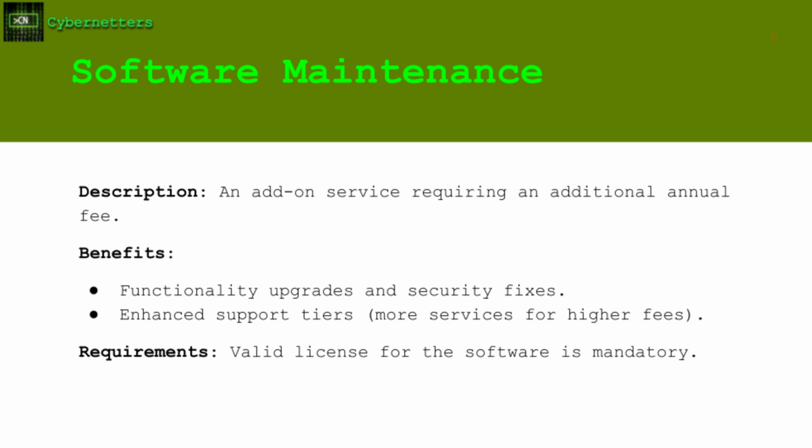Let's talk about software maintenance, an important add-on service that often comes with proprietary licensing. Here's how it works. You pay an annual fee on top of the software license to get extra benefits. What do you get for that fee? You get functionality upgrades and security fixes. So think of it as getting regular tune-ups for your car to keep it running smoothly and safely.